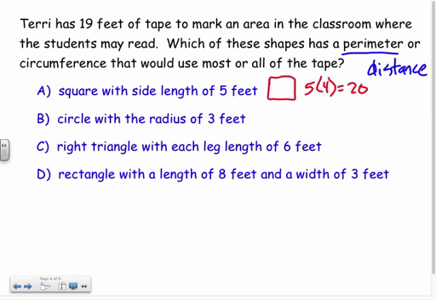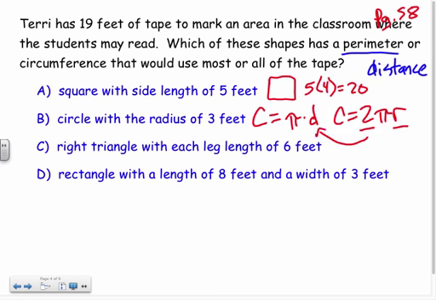B, circle with a radius of 3 feet. Oh boy, who remembers our perimeter or circumference, right? Circumference, that's perimeter of a circle. If you can't remember all these, you'll find them on page 58, your formulas. Well, circumference, if we remember, is pi times the diameter, or 2 pi r, 2 times pi times the radius. Well, if you remember, 2 times the radius is really just the diameter, isn't it? Because the radius is half the diameter.